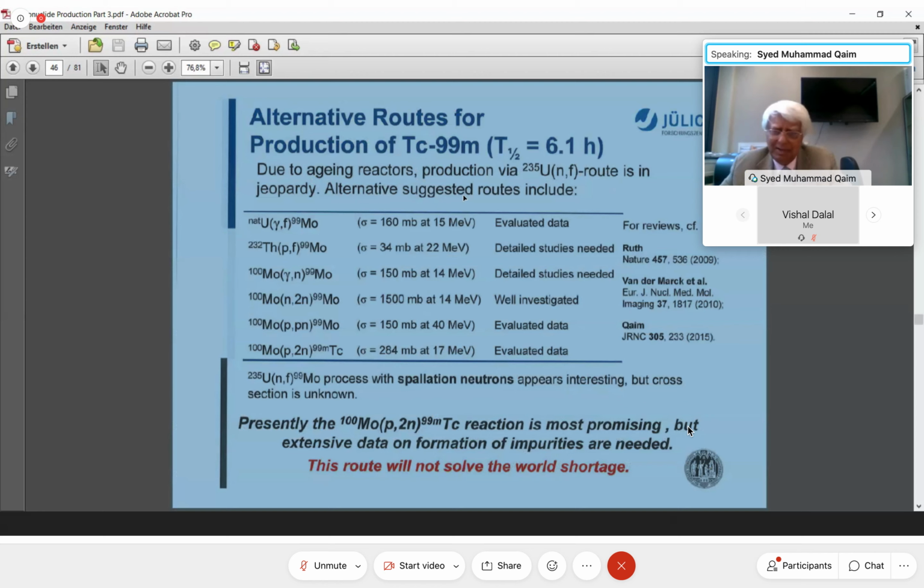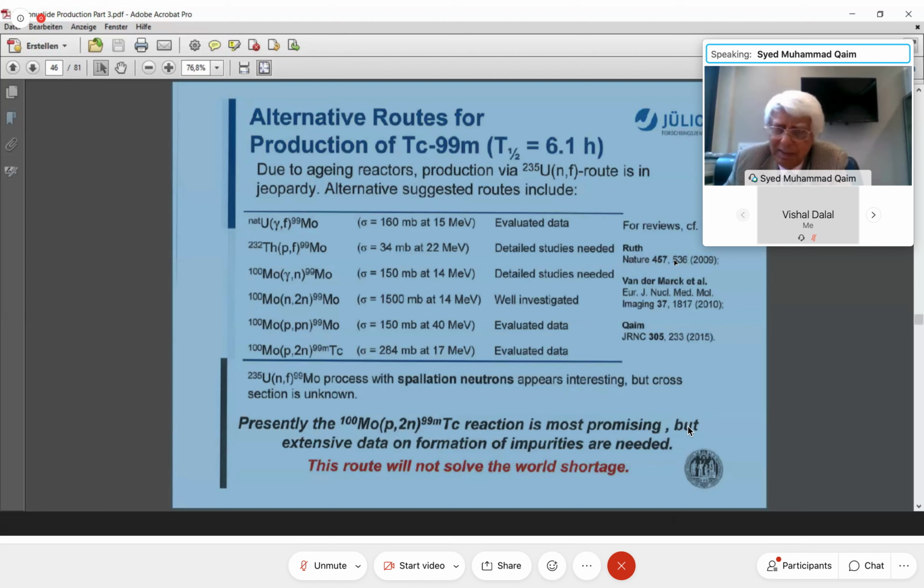The first analysis came from Canada. Professor Ruth wrote a paper published in Nature in 2009, and he suggested one should make more use of accelerators. The reason is that at that time the Canadians were producing most of the fission molybdenum-99, and one of their reactors was closed down for long repairs, and because of that there became a shortage. It became a real shortage. So all of a sudden, panic started.